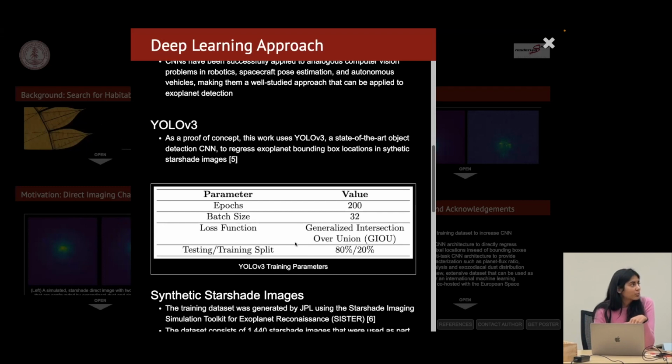Here are the training parameters that we used for YOLO V3. These are pretty standard parameters in terms of number of epochs and batch size. The loss function is generalized intersection over union, which is essentially looking at the intersection of the predicted bounding box versus the ground truth bounding box, over the total area encompassed by the two boxes.